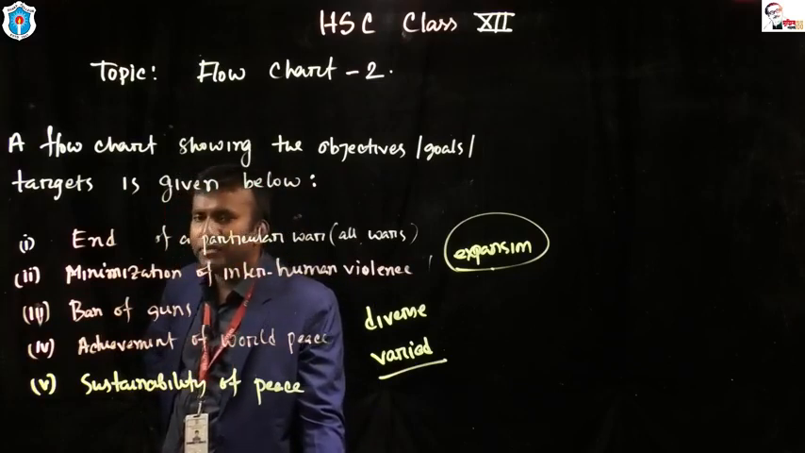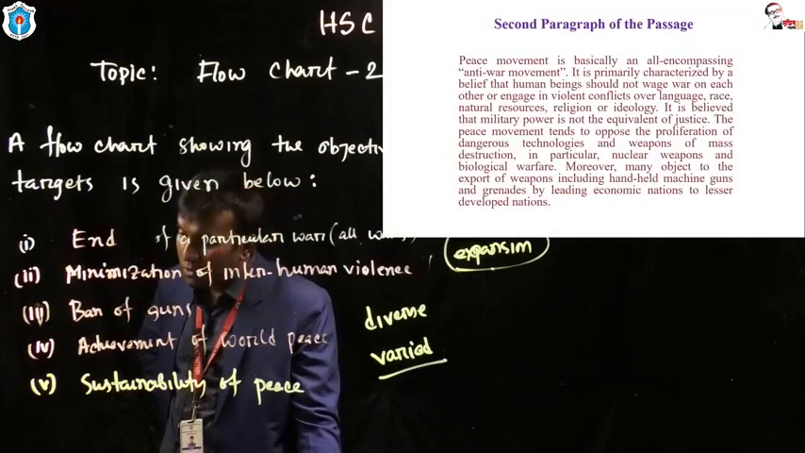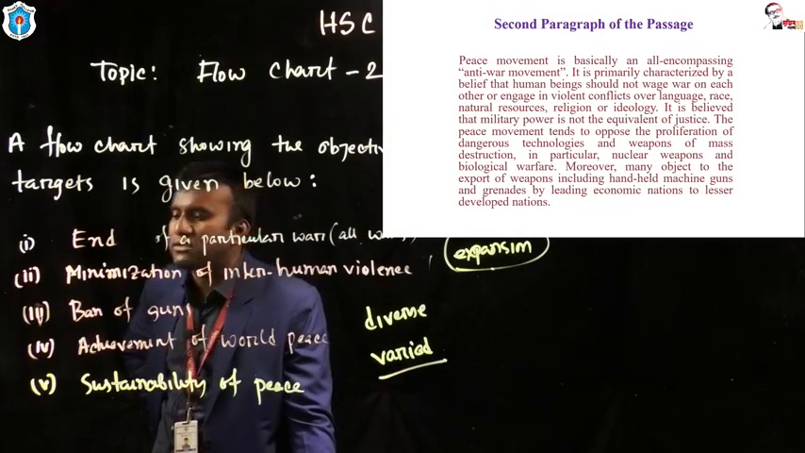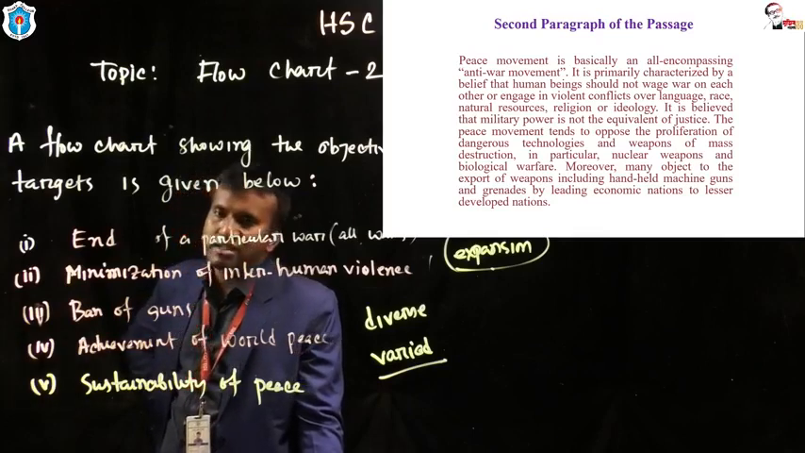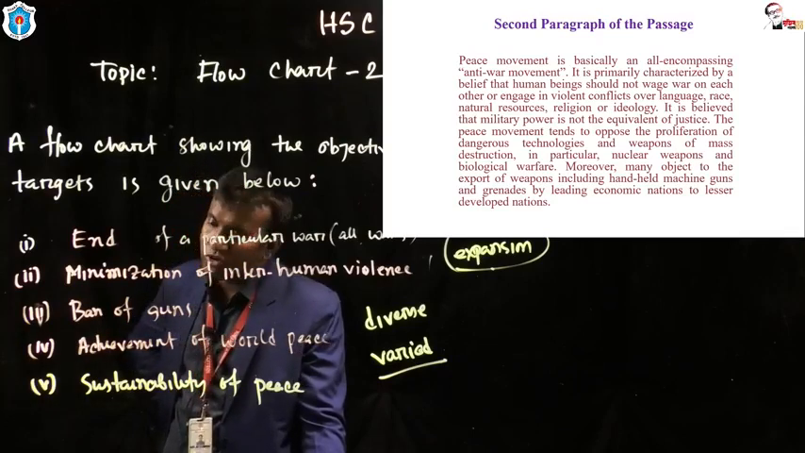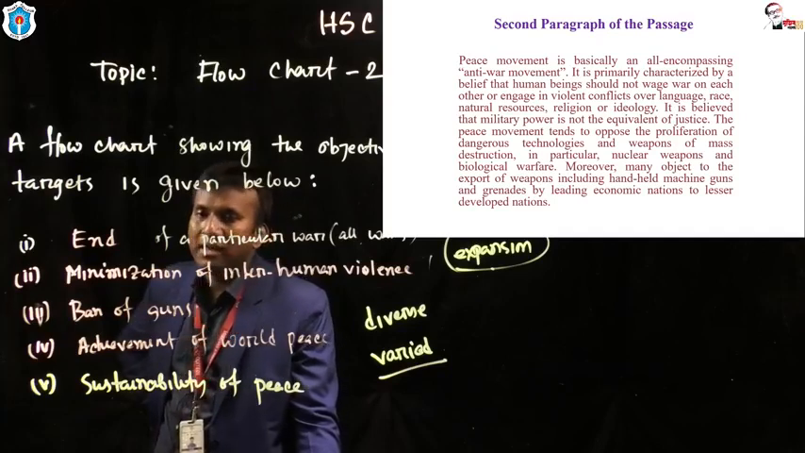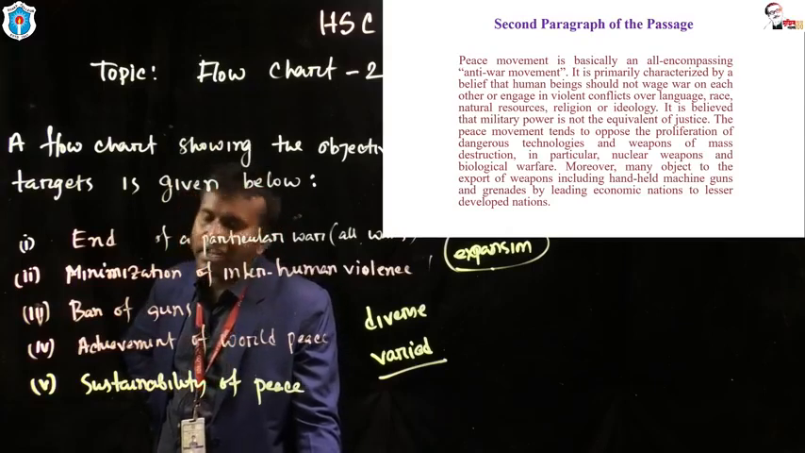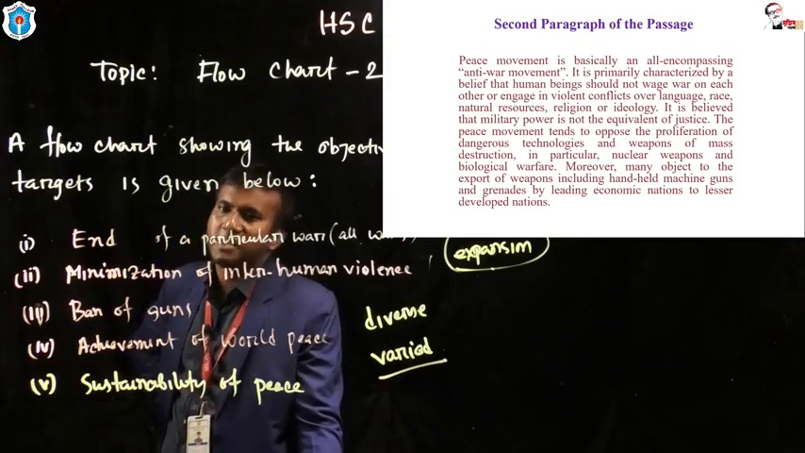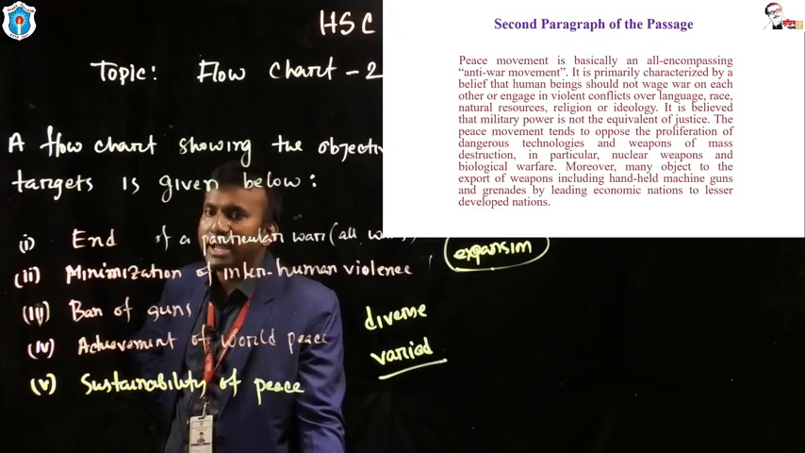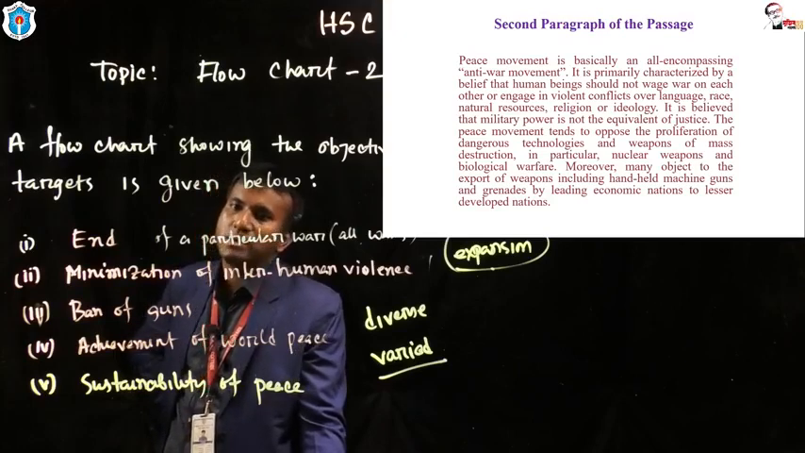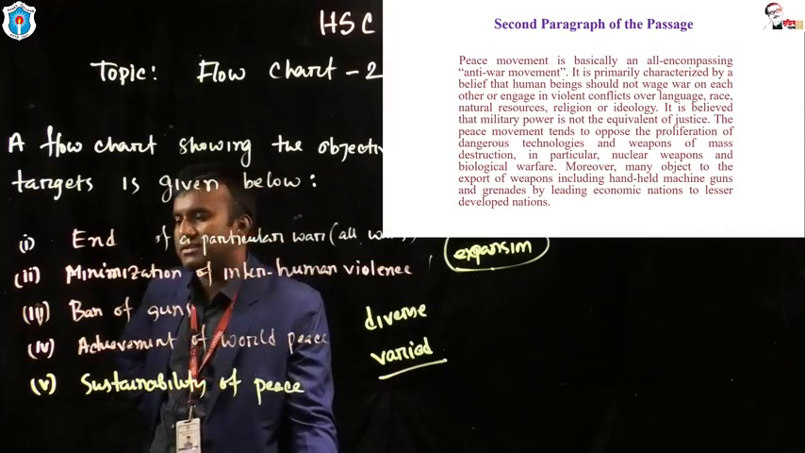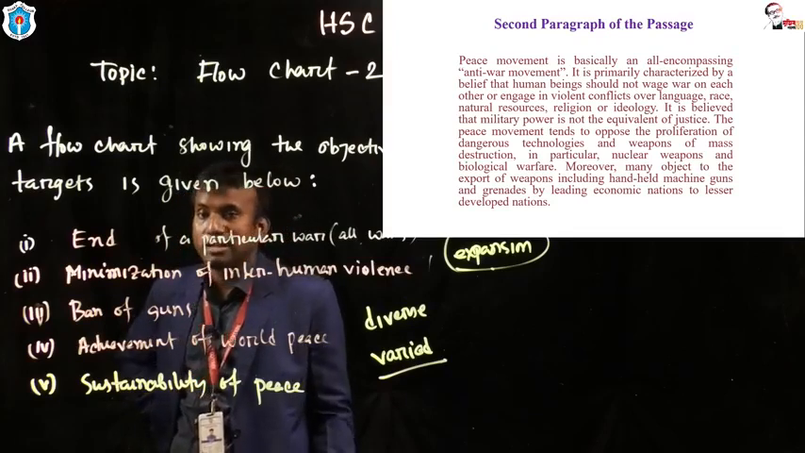I'm going to repeat. The peace movement doesn't want dangerous technologies or weapons of mass destruction to be expanded, to be proliferated. If dangerous technologies and weapons are expanded, the weaker nations, or the nations who will get these weapons, will try to destroy the peace of a certain region or place. So there's a tendency. This is an important line.